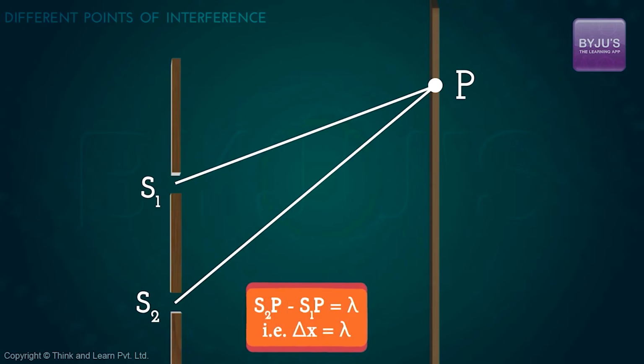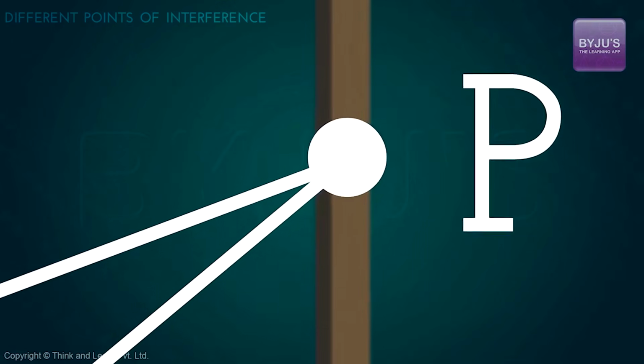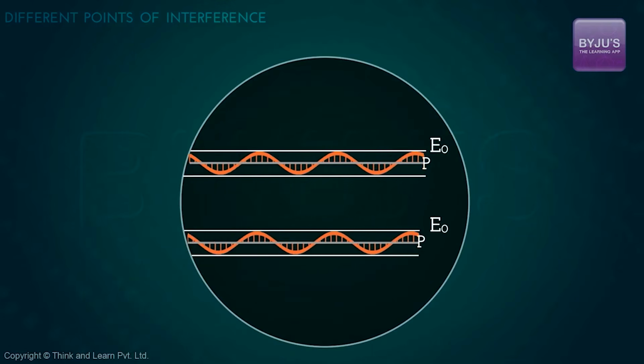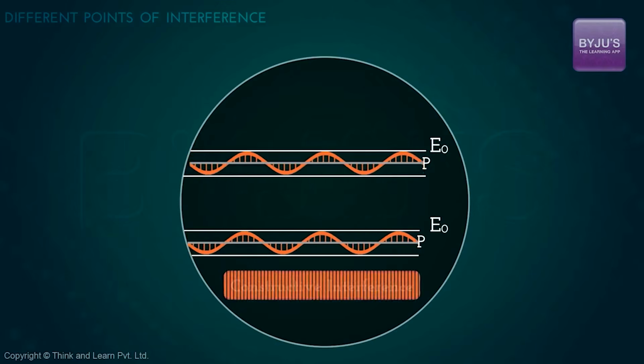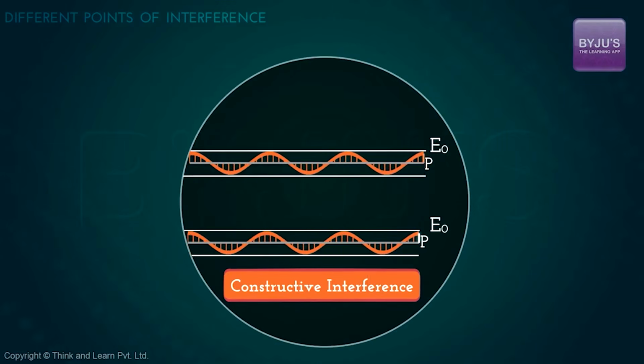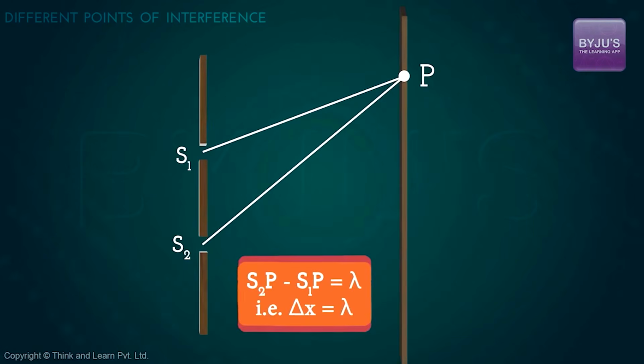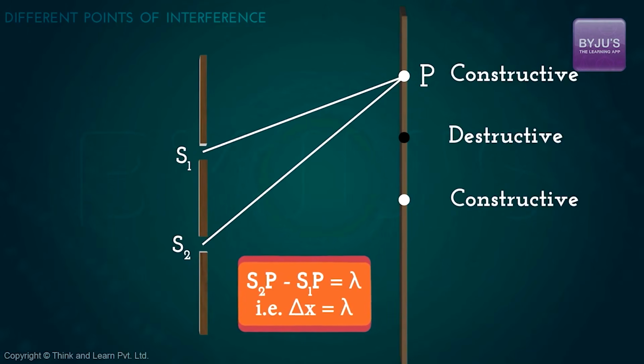Then what will happen? Then obviously the wave from S1 will again reach first, but the wave from S2 will reach after some time, just after the first wave has finished 1 lambda, right? Basically the phase difference will be 2 pi. But we know that this also corresponds to constructive interference. We know that the net amplitude will be 2E0 in this case. So that means we'll have constructive in the middle, then destructive, then constructive again.